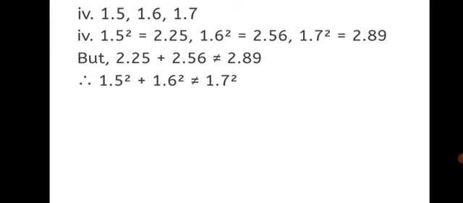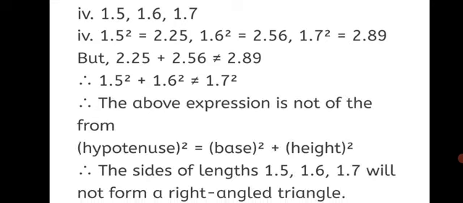On adding the squares of the smaller numbers, we get 2.25 plus 2.56, which is not equal to 2.89. Therefore, the squares are also not equal. 1.5 square plus 1.6 square is also not equal to 1.7 square. Therefore, the above expression is not of the form hypotenuse square is equal to base square plus height square. Therefore, the sides of lengths 1.5, 1.6, 1.7 will not form a right angled triangle.